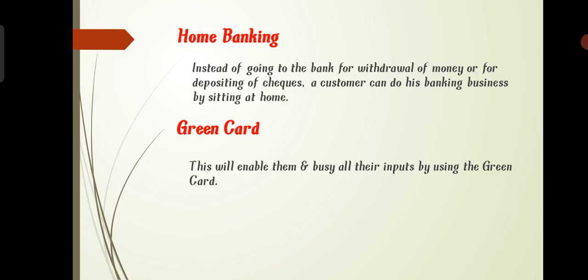The next function is the green card. In India, credit card facility is given to farmers by issue of a green card to them. This will enable them to buy all their inputs by using the credit cards. They can buy seeds, fertilizers and pesticides through these cards. Thus, the bankers provide credit to the farmers by this green card.